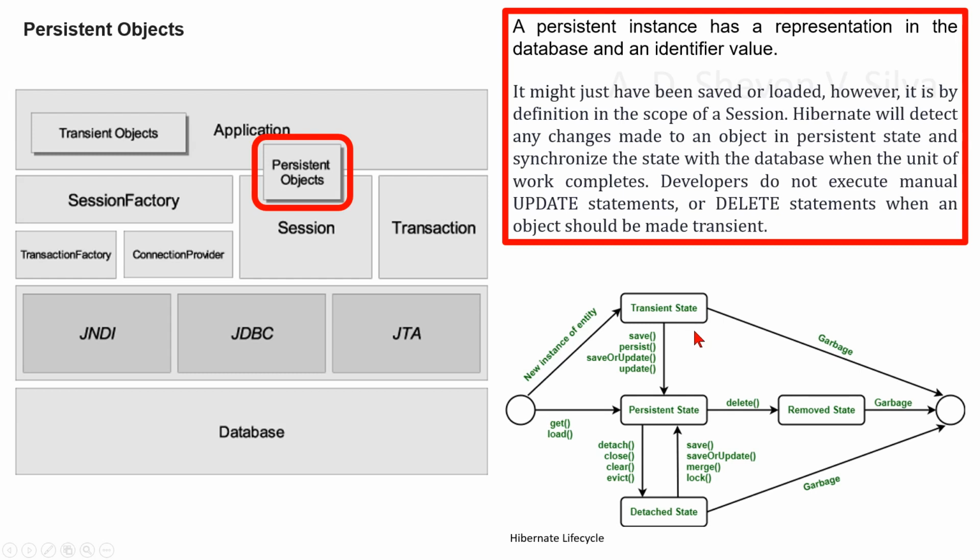There are 2 scenarios in which the transient state will occur as follows. 1. When objects are generated by an application but are not connected to any session. 2. The objects are generated by a closed session.